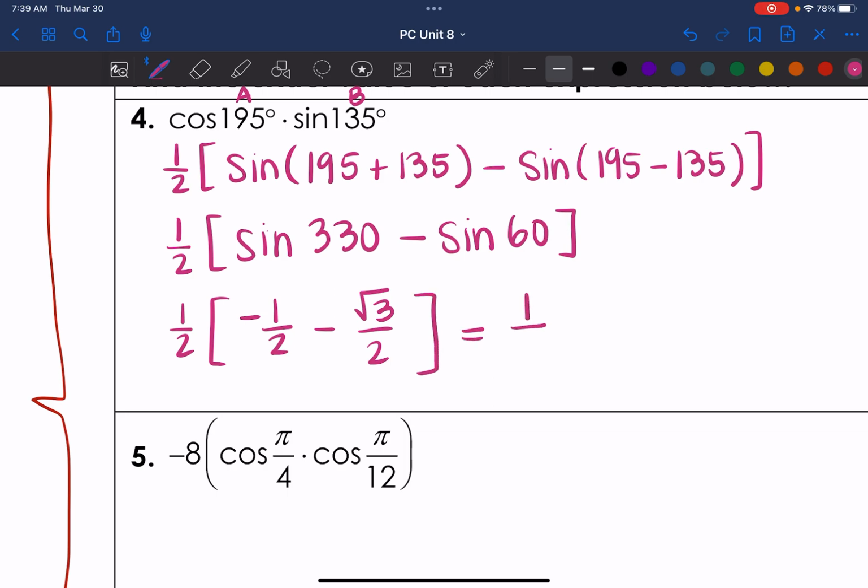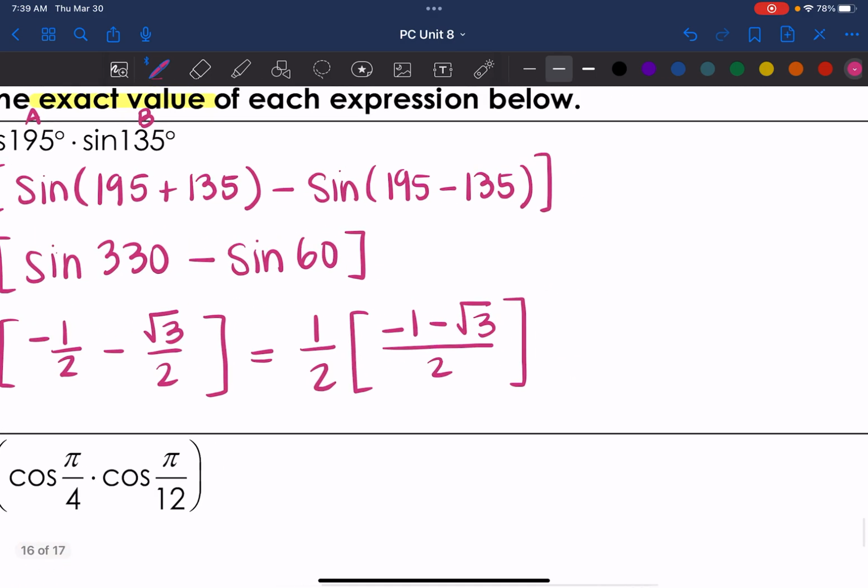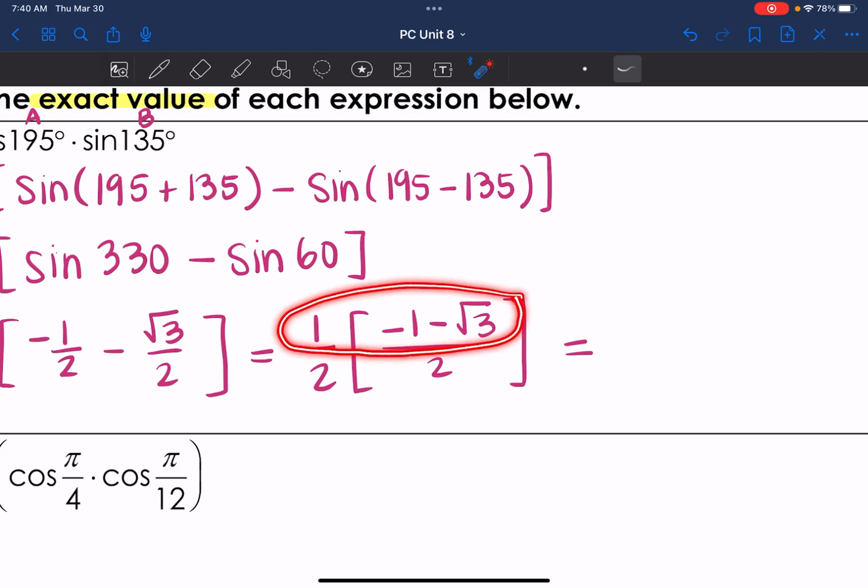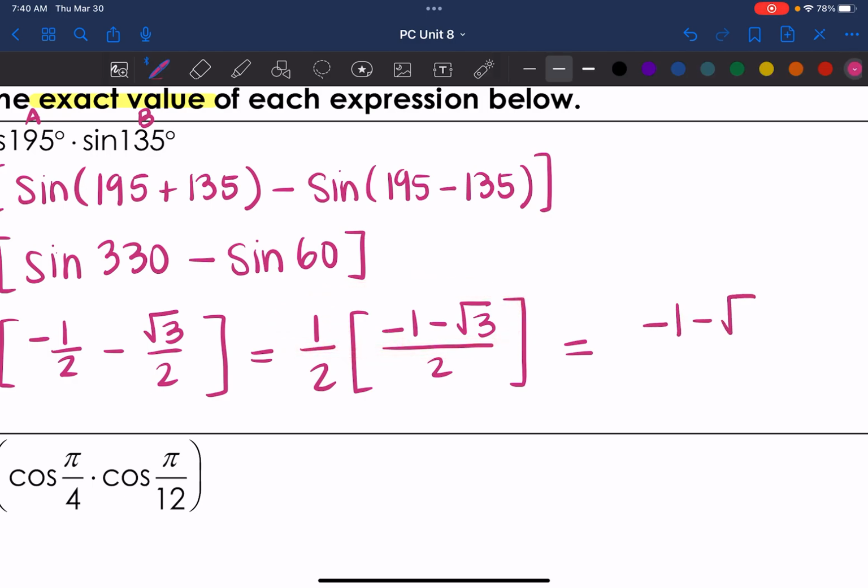Okay, so now let's simplify that inside. The good thing is that they already have the same denominator, so you could just make it one giant fraction, negative 1 minus the square root of 3, both of them over 2. But then now you have this fraction on the outside times this fraction on the inside. Multiplying fractions is a lot easier because you could just multiply straight across. So if I look at the numerators, anything times 1 is going to stay the same. So it's going to stay negative 1 minus square root of 3. Then looking at the denominators, we have 2 times 2, which is 4. So this would be our answer.